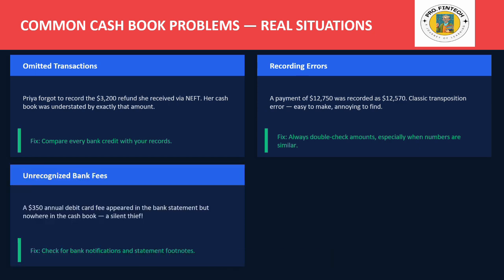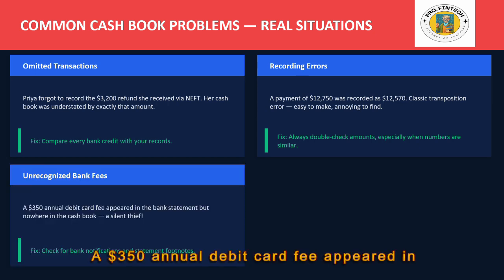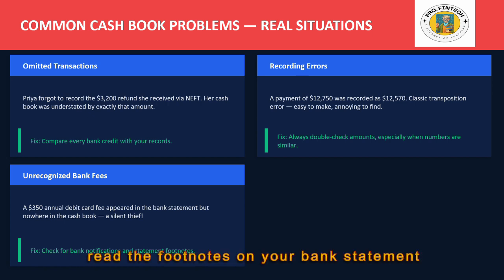Problem number 3. Unrecognized bank fees. A $350 annual debit card fee appeared in the bank statement but nowhere in the cash book. A silent thief. The fix: check bank notification emails and read the footnotes on your bank statement.